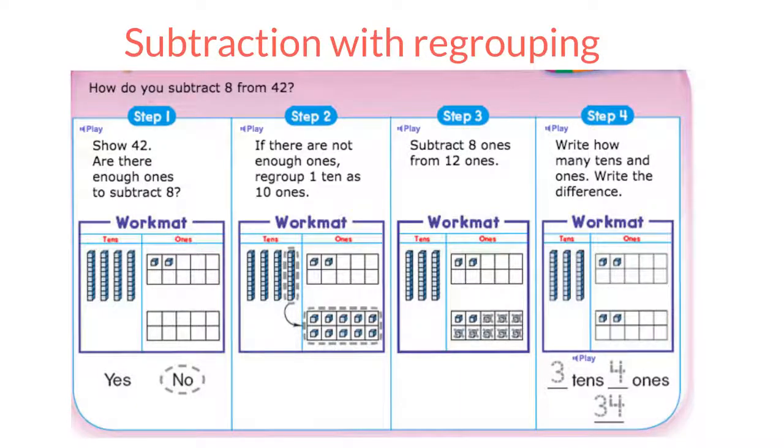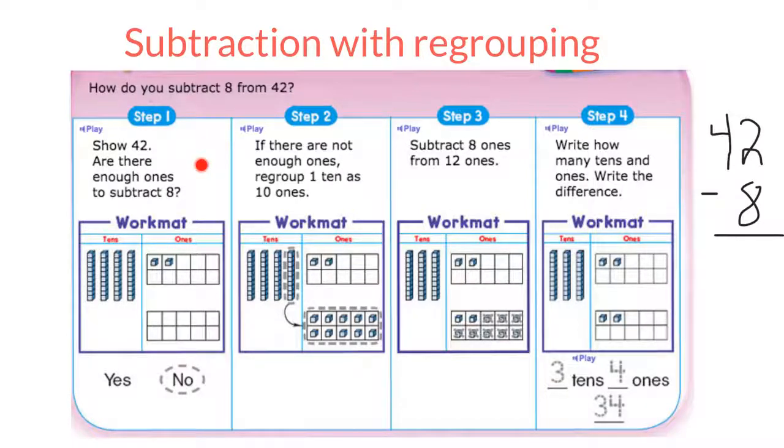Okay, in this lesson 7.2, we're going to be doing subtraction with regrouping. So let's go through how the problem is going to look. At the top, we have the question, how do you subtract 8 from 42? If we set up on the side here, it would be 42 minus 8, because we're taking the 8 away from 42.